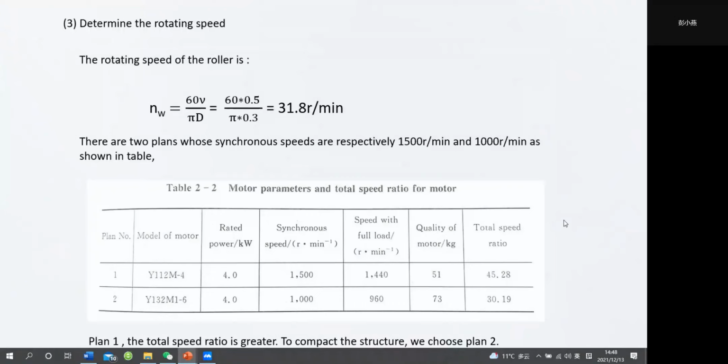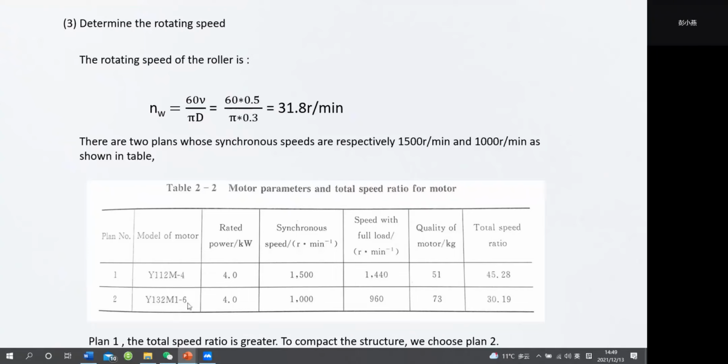But how did you get this rotating speed of the roller? 60v divided by pi d. We use this. v is the linear velocity, divided by pi d, which is the circumference. What is d? d is the diameter of the roller. And we calculate this, and then calculate the total speed ratio, and then we choose this type.